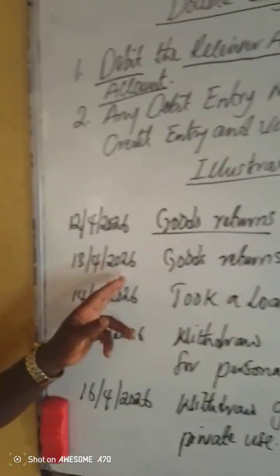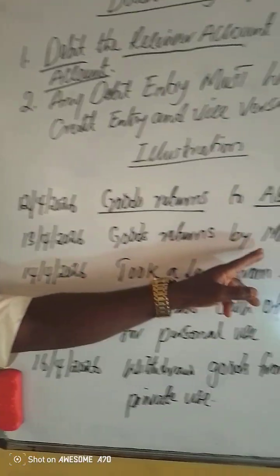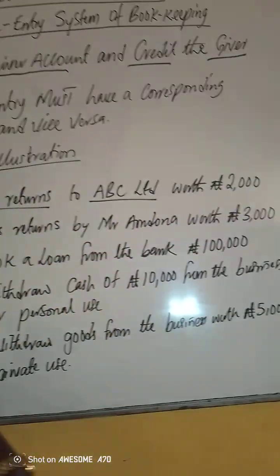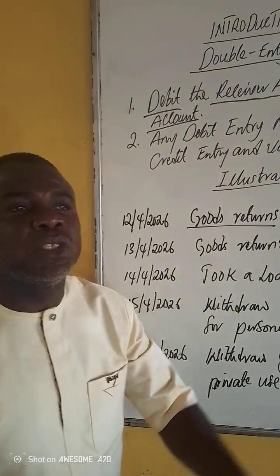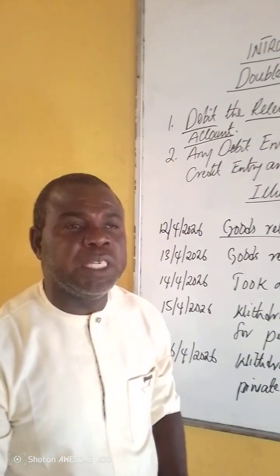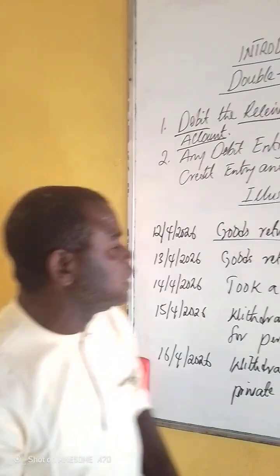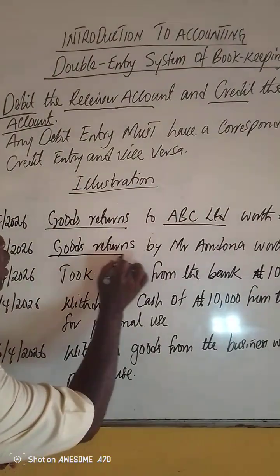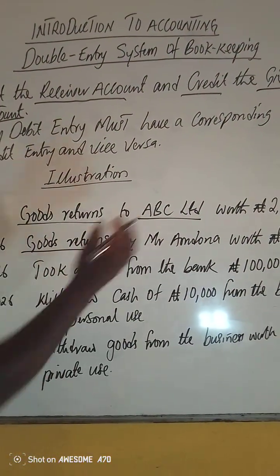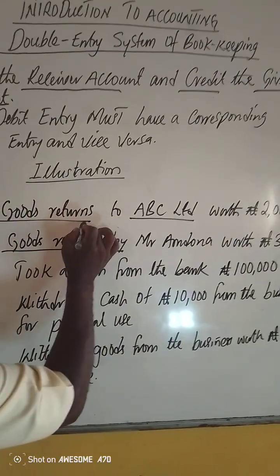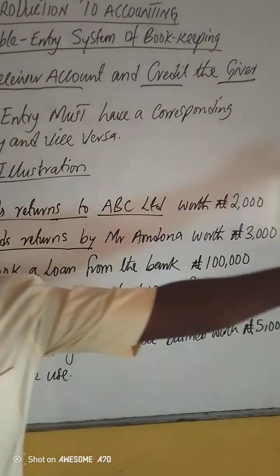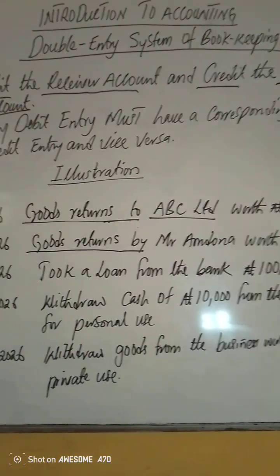Then next, on the 13th of April 2026, goods returned by Mr. Ondaka worth 3,000. Here we are looking at a situation whereby goods have been returned by the people that the business sold goods to. So in this case, goods returned by means return inward. Like here, returned to means return outward. Goods returned to means return outward. Goods returned by means return inward.